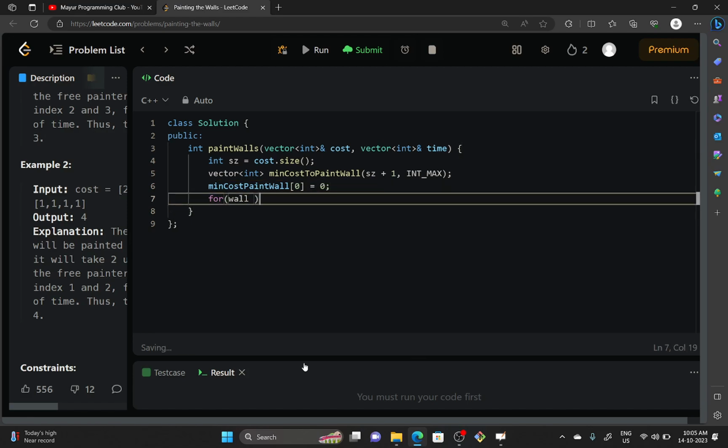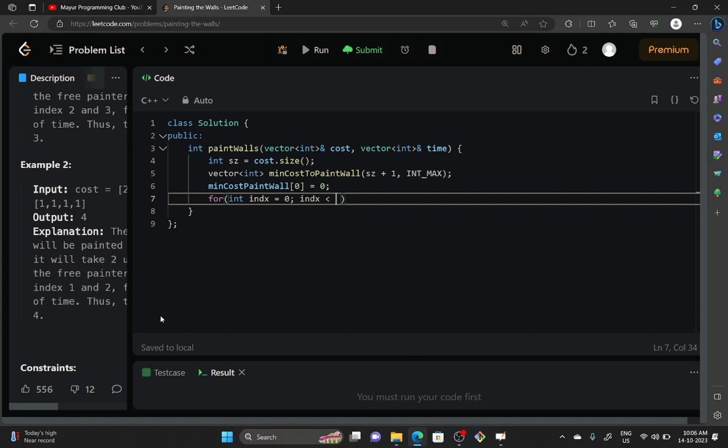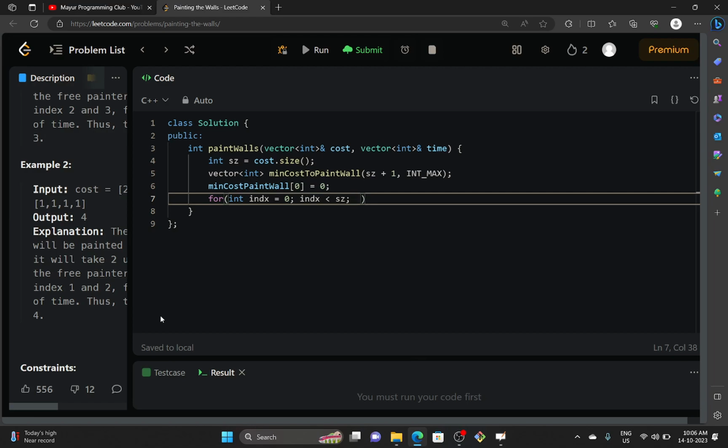Okay, and then the number of walls, or you can use index also, will be ranging from 0 to n, where n is the size of the given array. Pardon, please. There was some technical glitch.